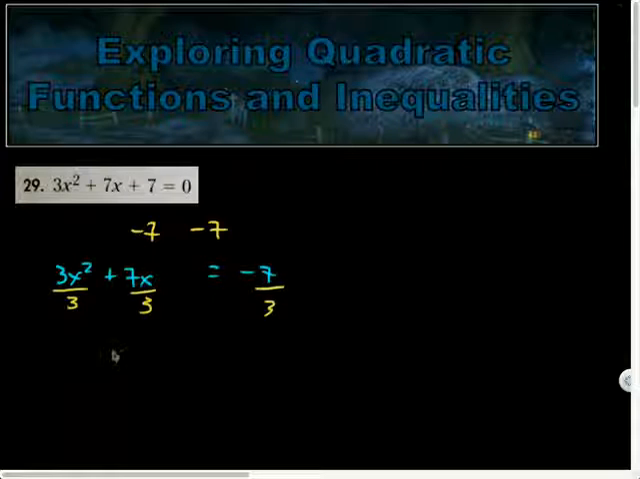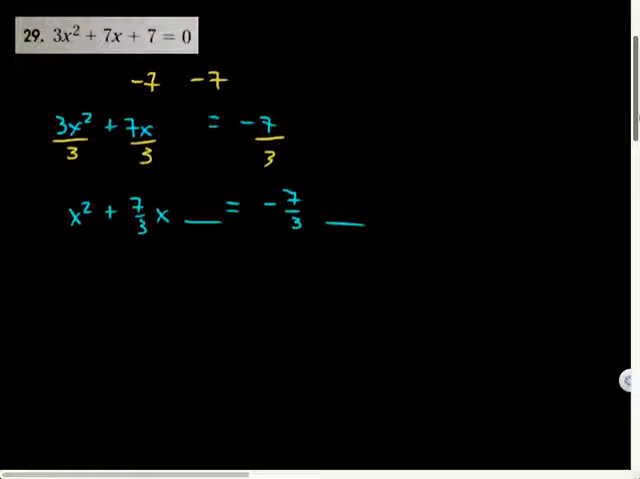And I will get x squared plus 7/3 x blank equals -7/3 blank. Now, don't be afraid of the fractions, friends. If you are, go check out my good friend Khan Academy. Salman Khan is what I call him on the street. And he'll show you all about the fractions.